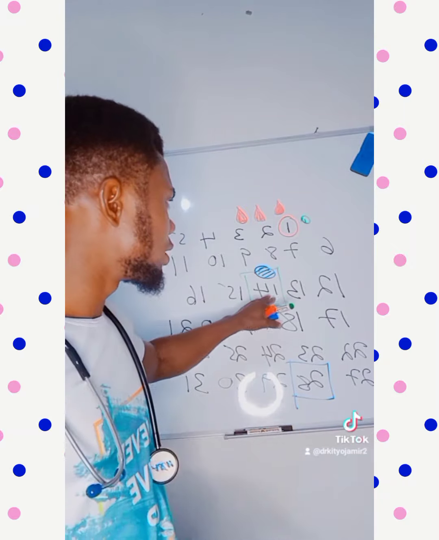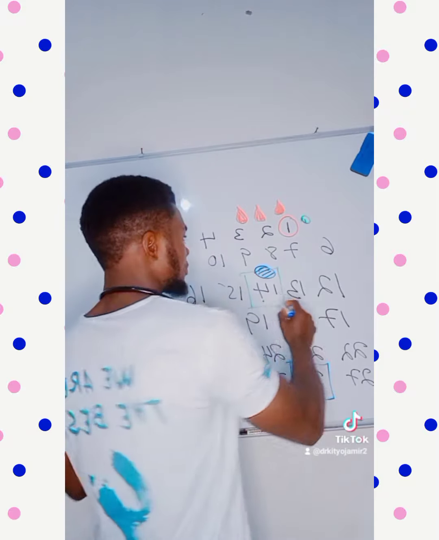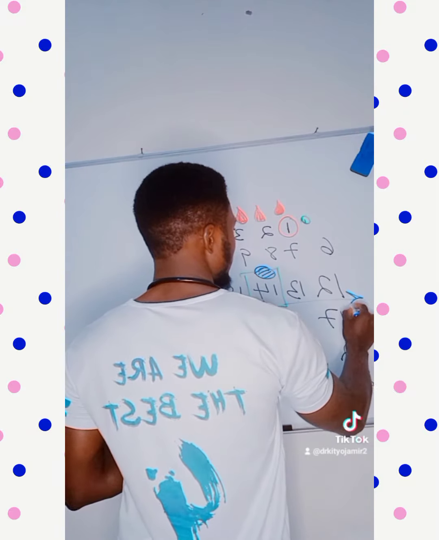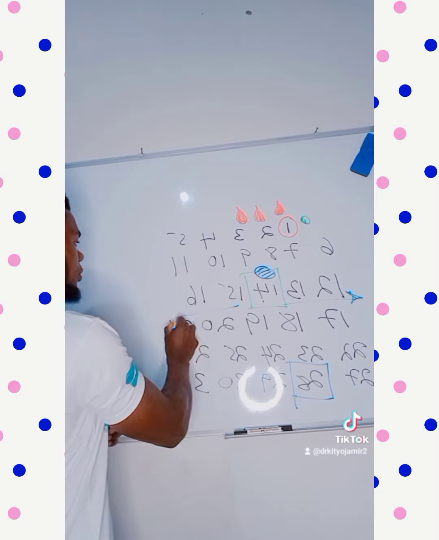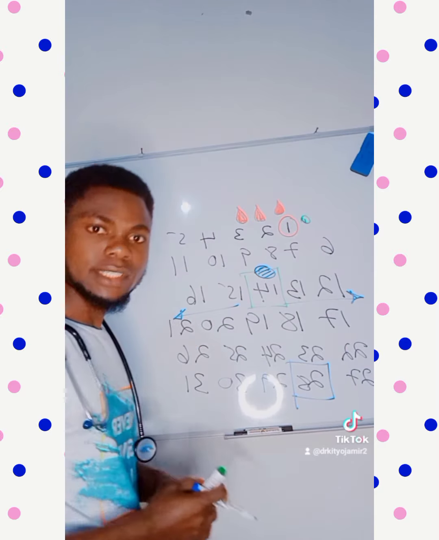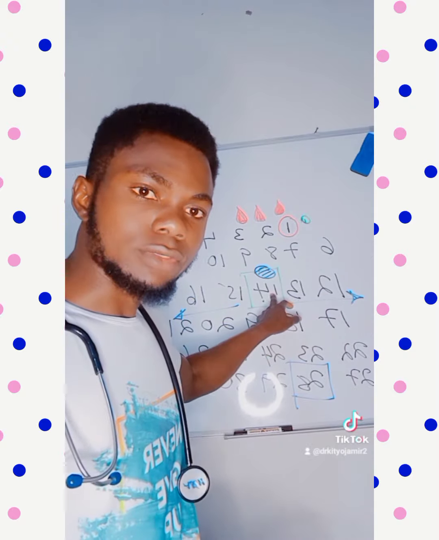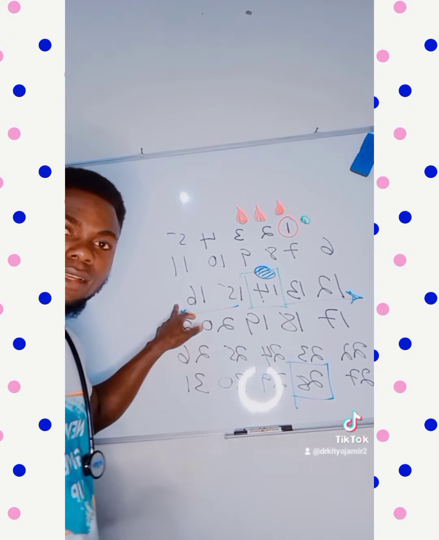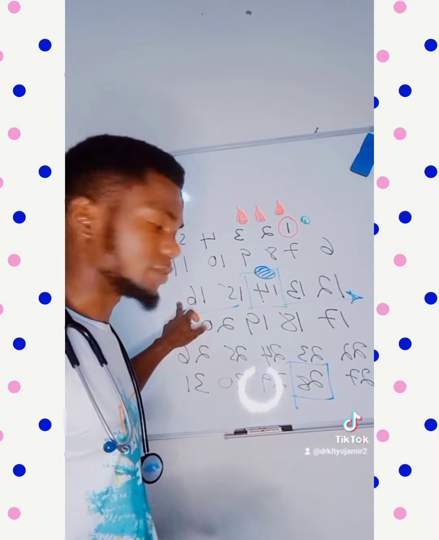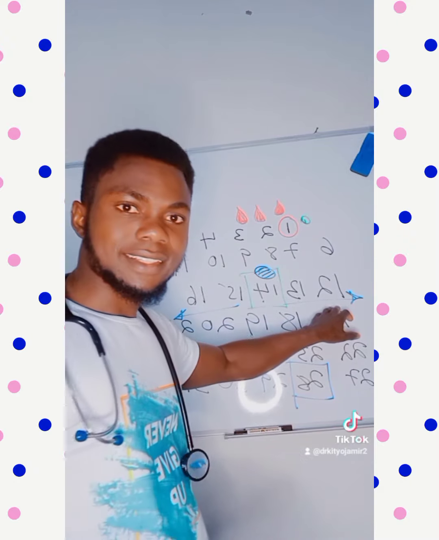So when you reach the 14th day, we count 2 days and 2 days. These are dangerous days. 2 days before the 14th day of menstruation and 2 days after the 14th day are dangerous days.